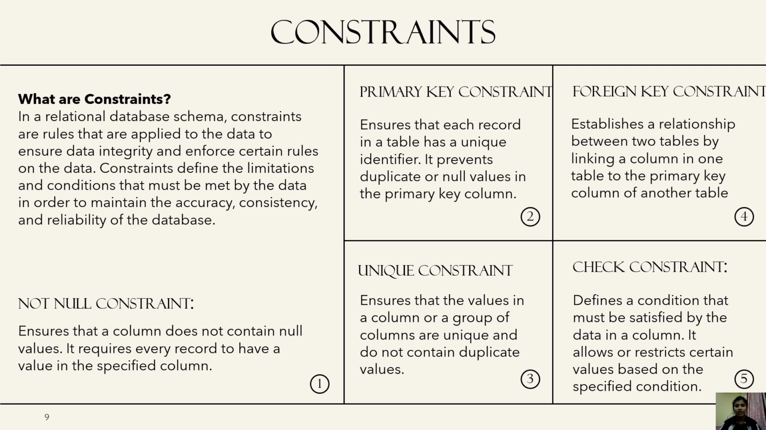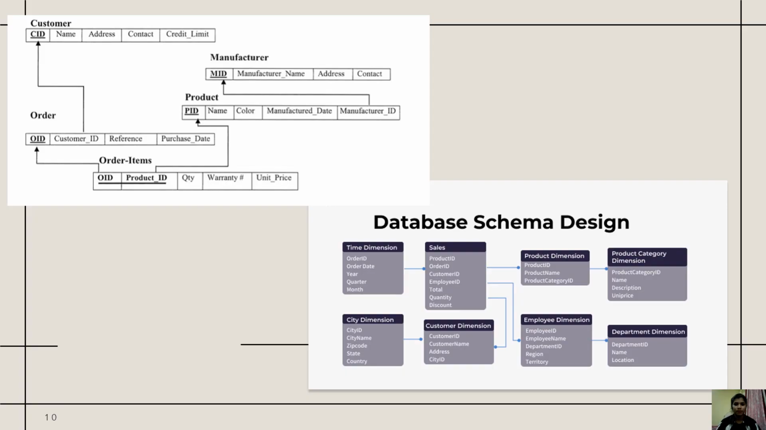Next, foreign key. It is basically used to establish the relationship between tables by linking one table to the primary key in another table. Next is unique constraint. It ensures that the values in a column or a group of columns are unique and do not contain duplicacy, kind of the same as the primary key. Next is check. It is basically used to check the condition. If it is present, it will give the value. If it is not present, it will show its default values.